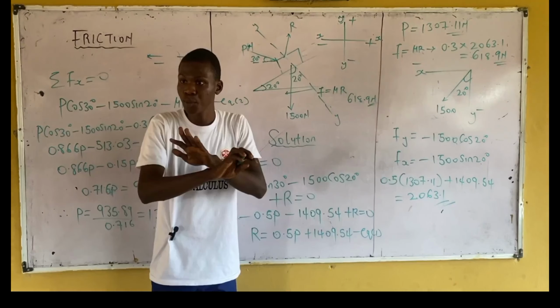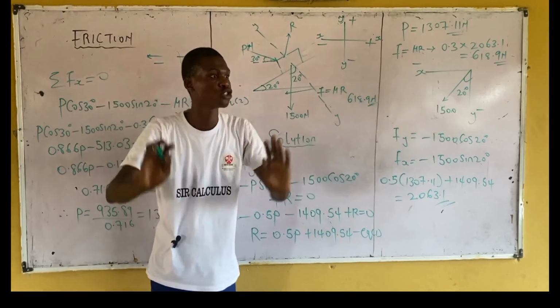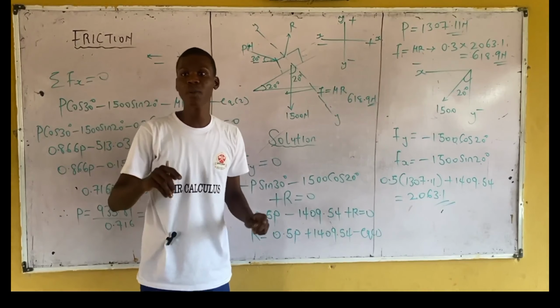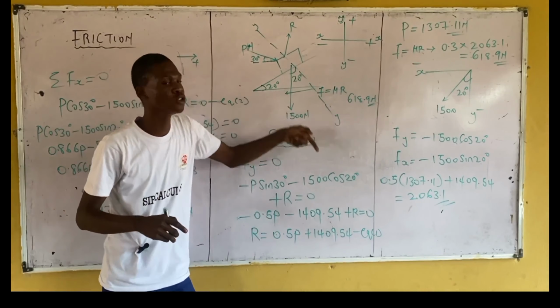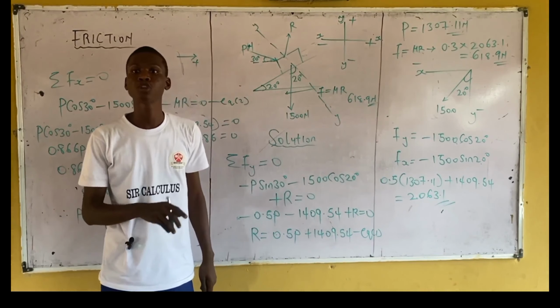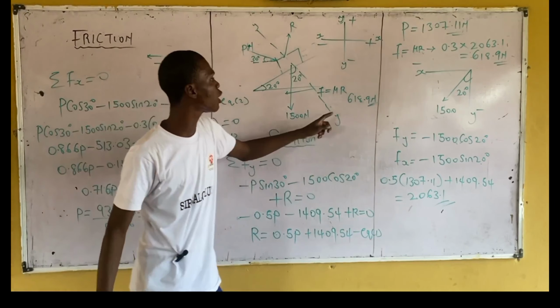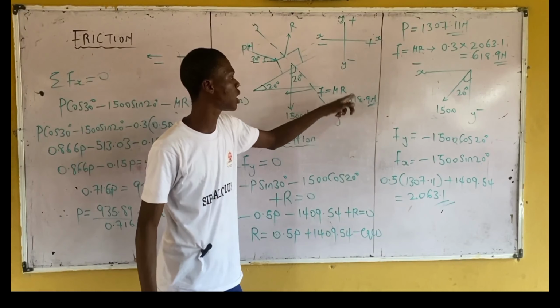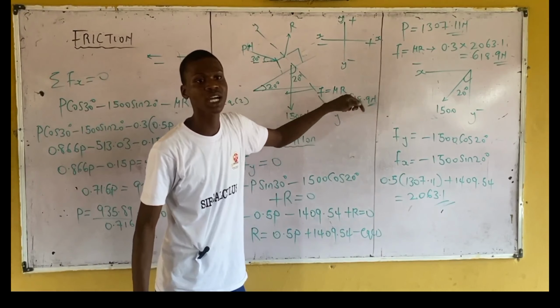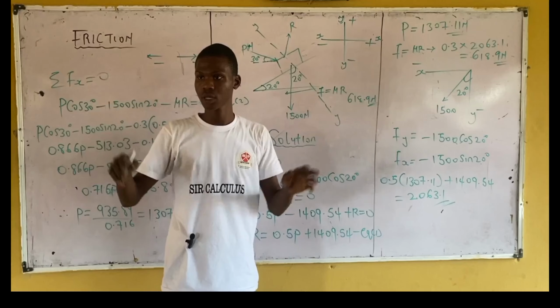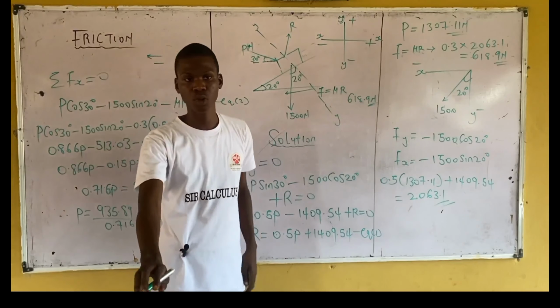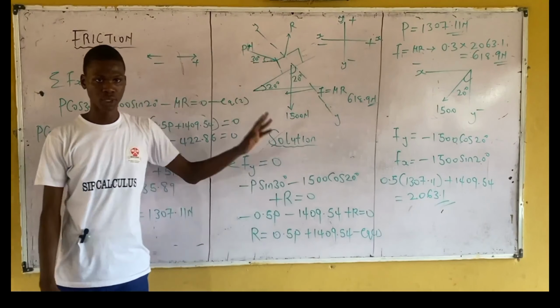Obviously, if you apply a force of 1307.11 Newton, the block is going to what? Push. You get. But in a case whereby I'm applying 500 Newton, what will happen? It will not push. So in essence, any value of force greater than 618.9 Newton will push the block, and that's it. That's what the question wants you to verify, and you've done that.